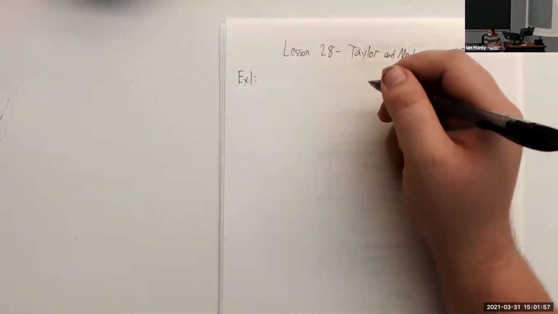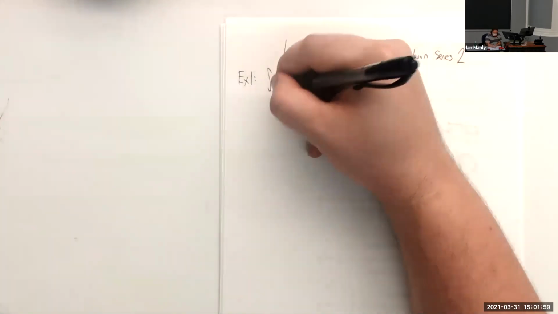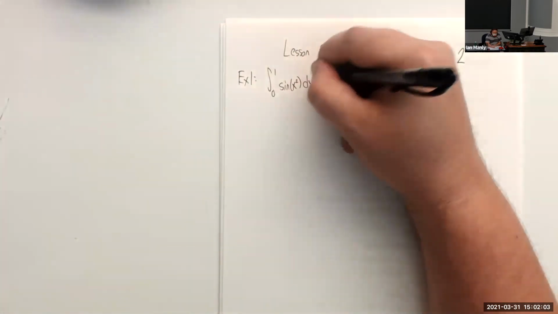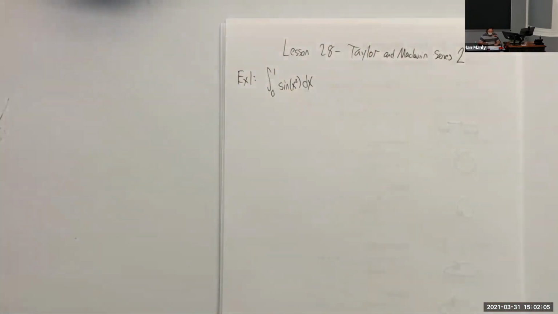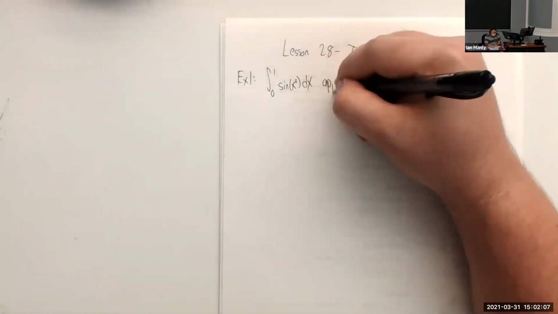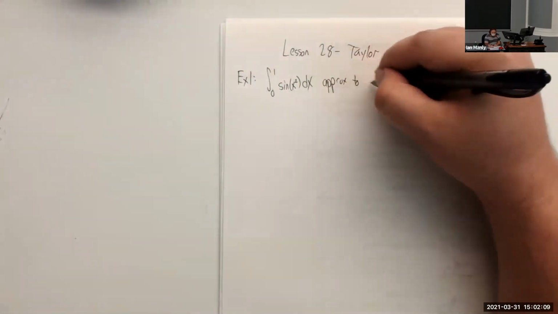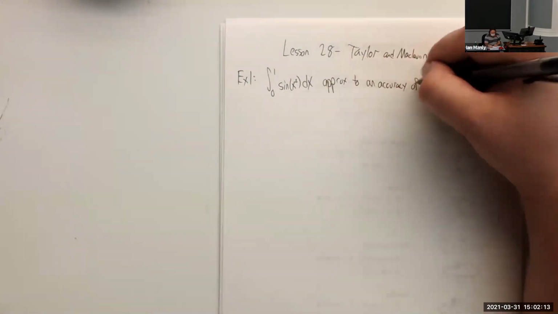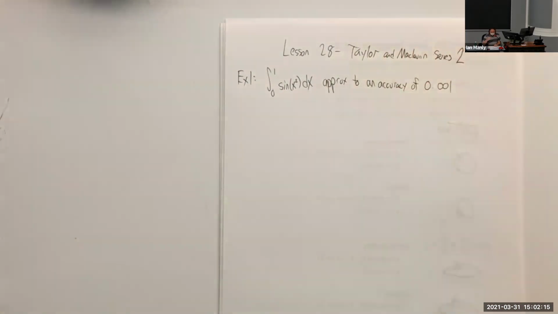So let's say I want to do the integral from 0 to 1 of sine of x squared dx. Now, let's say I want to approximate this to an accuracy of 0.001, so 1 in 1,000.